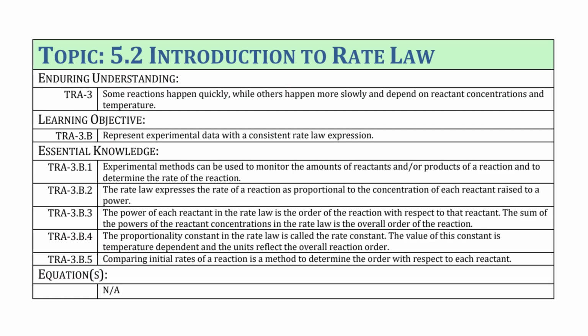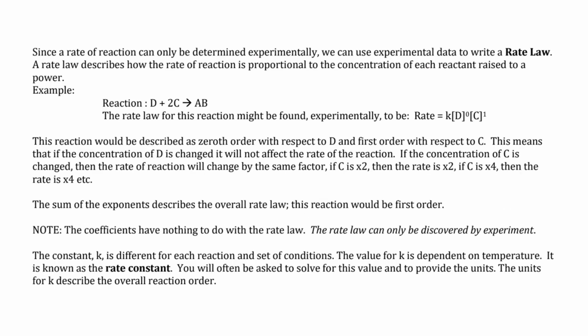So the objective for this topic is to represent experimental data with a consistent rate law expression. Since a rate of reaction can only be determined experimentally, we're going to use the data to create a rate law. So a rate law describes how the rate of reaction is proportional to the concentration of each reactant. If you look at this example, it's a generic one. It says D plus 2C produces AB.